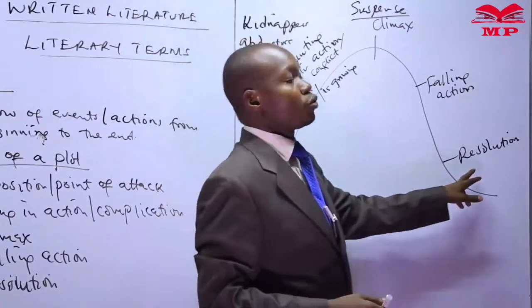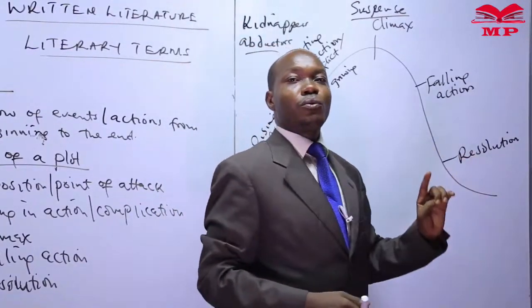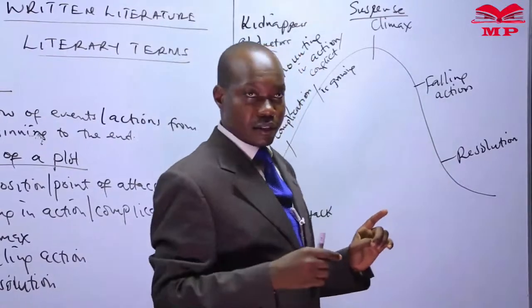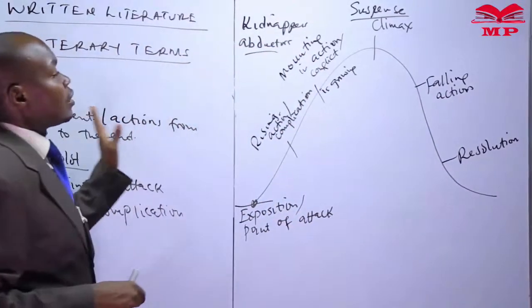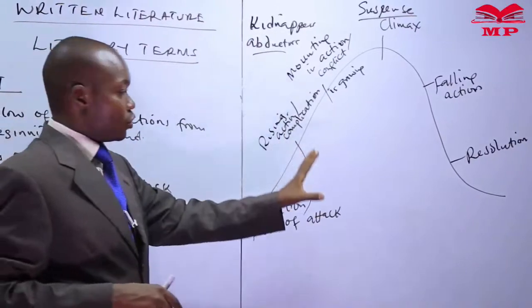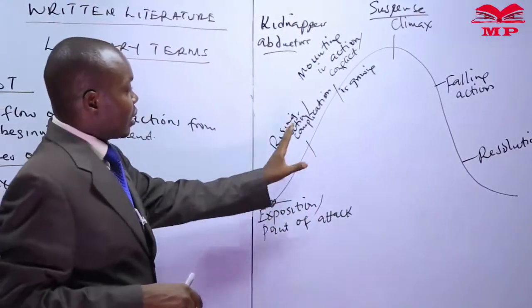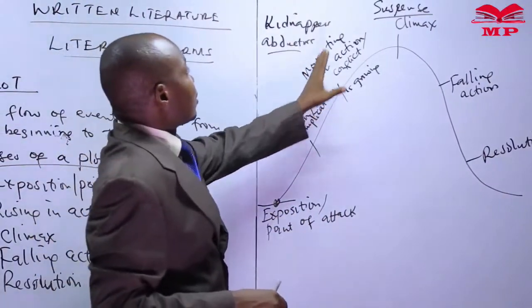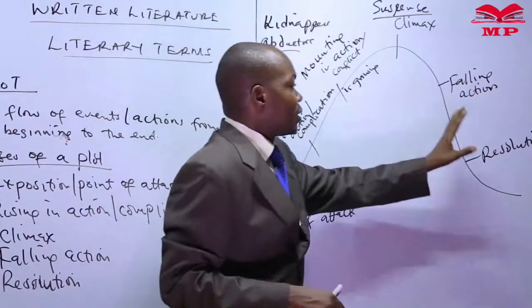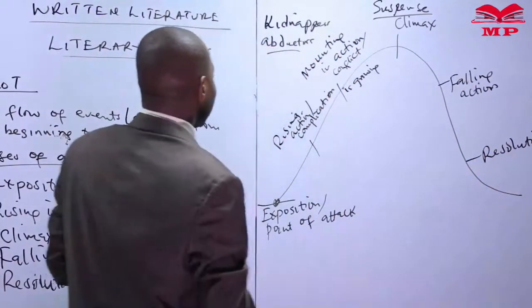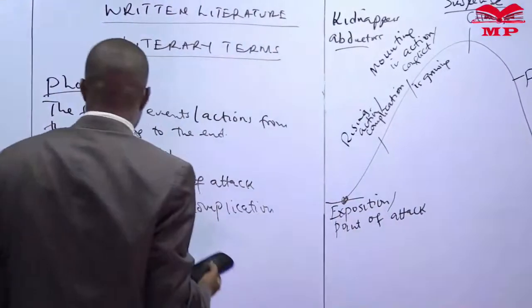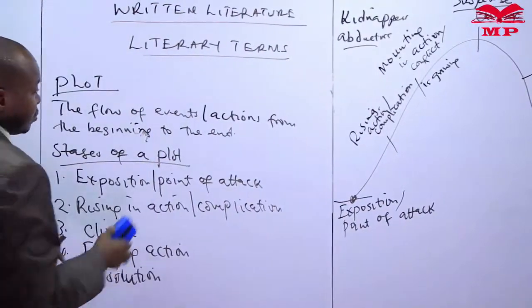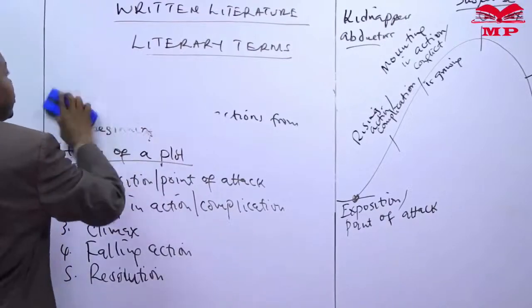Now that's the resolution. And then the story will do what? It will end. So student, this is the what? The normal plot of a story. Exposition, rising action, climax, falling action, and resolution. Now we're going to explain each of these terms here. So I'm going to explain each of these terms.